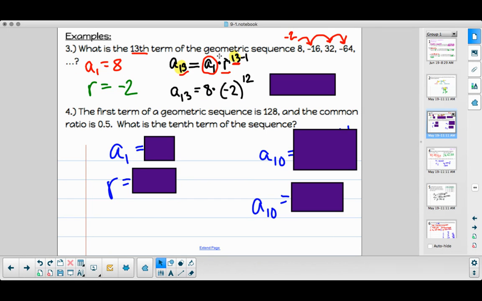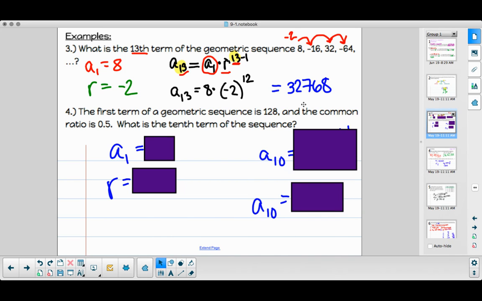When we plug those numbers into the formula, it looks like this: 8 times, in parentheses, -2 to the 12th power. Always put parentheses around your ratio, because when it's negative, if you don't use the parentheses, you could lose the negative sign. If you didn't have a calculator, you're going to have to do -2 to the 12th power first and then multiply that by 8. You are absolutely allowed to use calculators for this. Graphing calculators are preferred, but whatever you have at home or on your computer is perfect. When we actually evaluate this, the answer is 32,768.